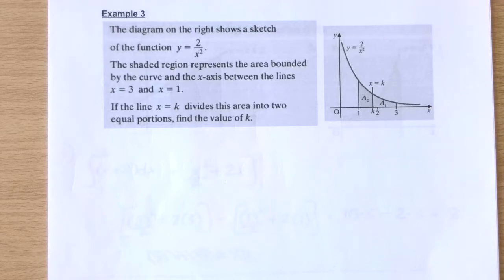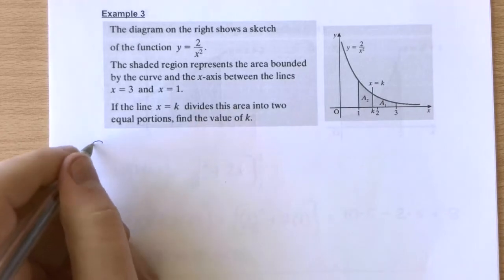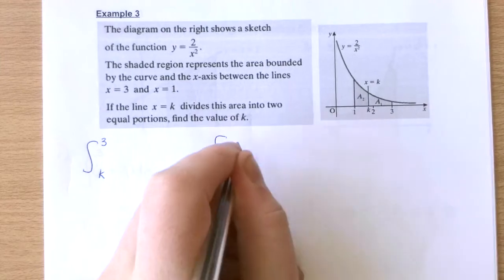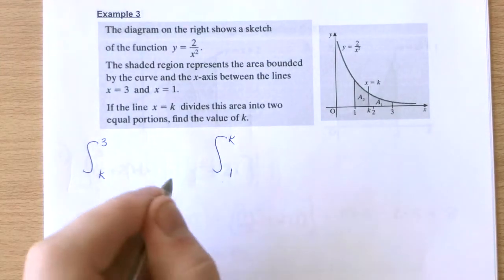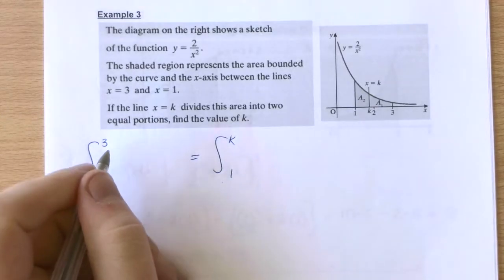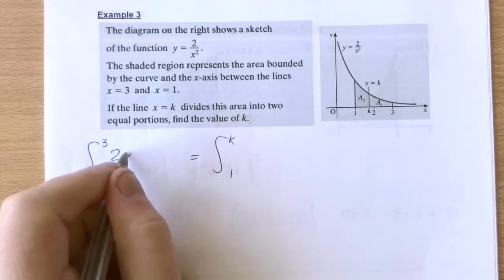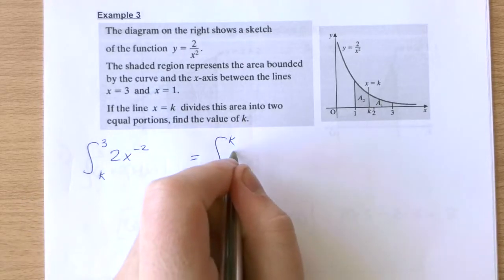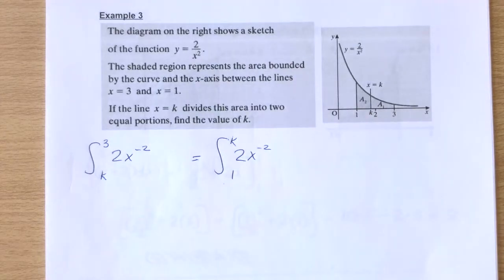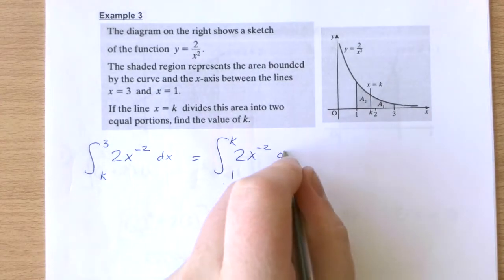So the first thing we would need to be doing here is finding the integral between 3 and k, and finding the integral between k and 1. We know that the two integrals between those values are actually equal to each other, so then we would need to go down that route to be able to find our value for k. So we're looking for the integral of 2x to the power of minus 2, and then the same one here. Now the reason why I've done that, it just makes it much easier for us to integrate, and then just have our little dx in the end.